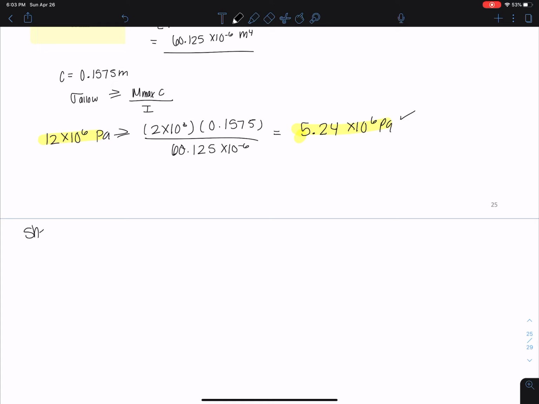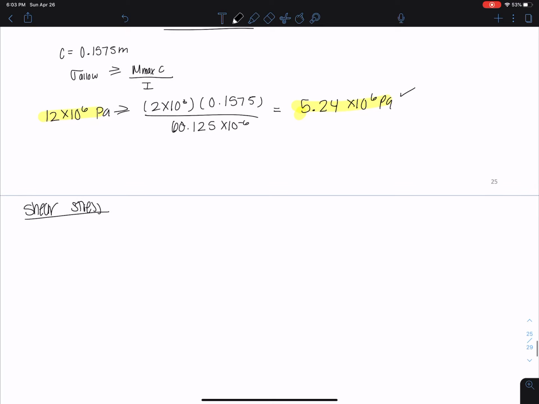Next check is shear stress. Okay, so the max shear stress in our beam here, if we remember, it's dependent on our Q value and our T value.